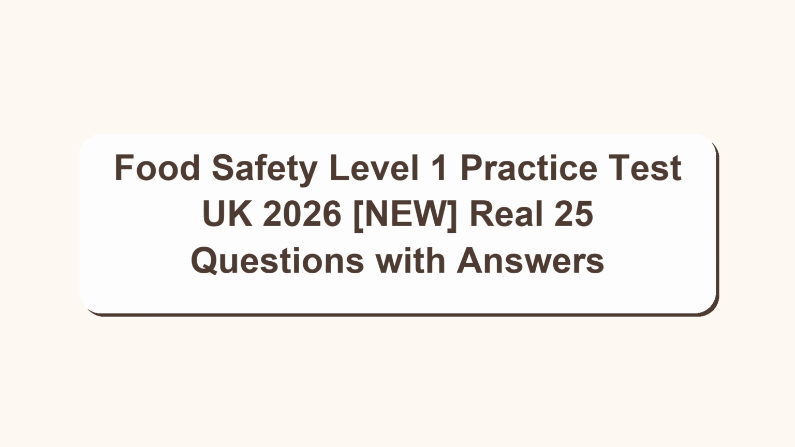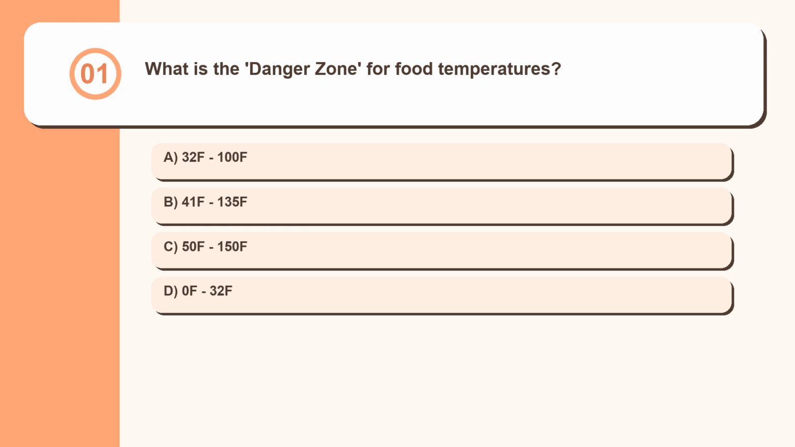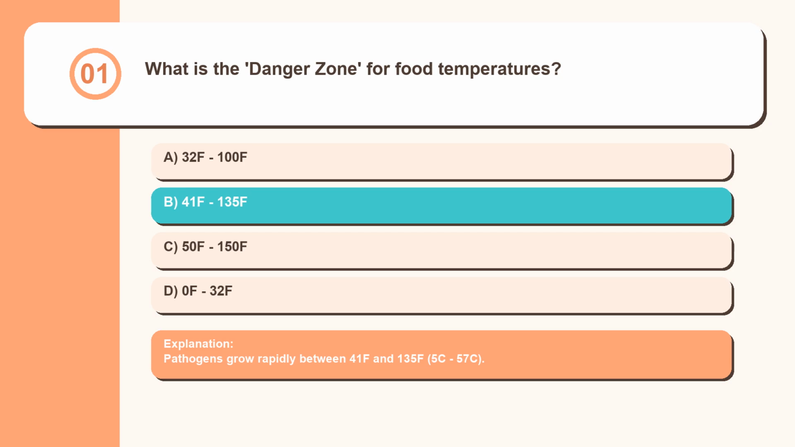Food Safety Level 1 Practice Test UK 2026, New, Real, 25 questions with answers. Question 1. What is the danger zone for food temperatures? 32F to 100F, 41F to 135F, 50F to 150F, or 0F to 32F. Pathogens grow rapidly between 41F and 135F, 5C to 57C.